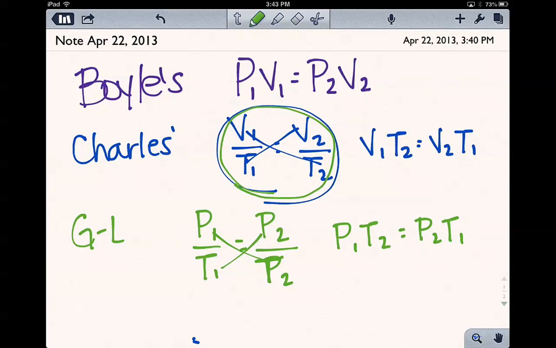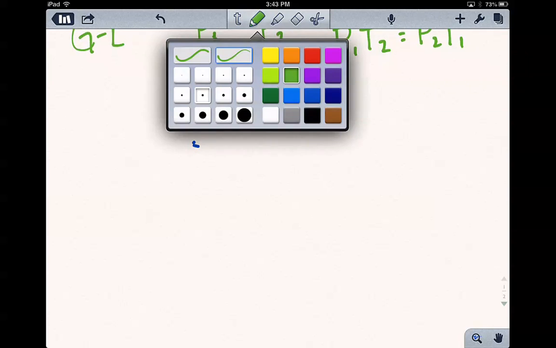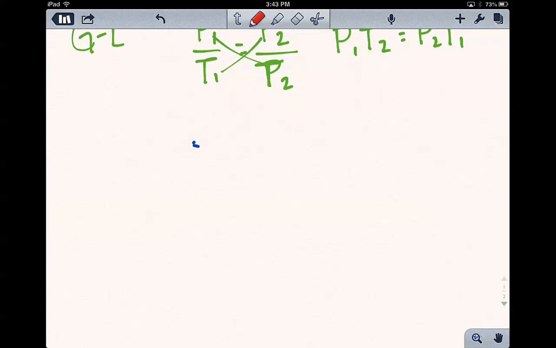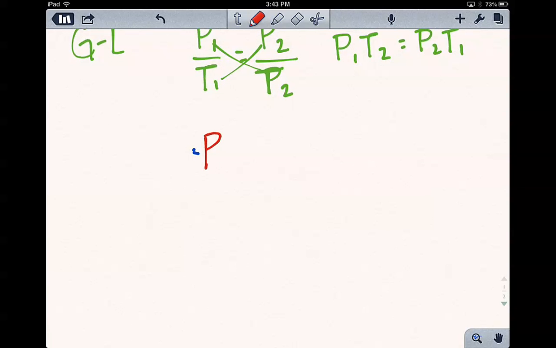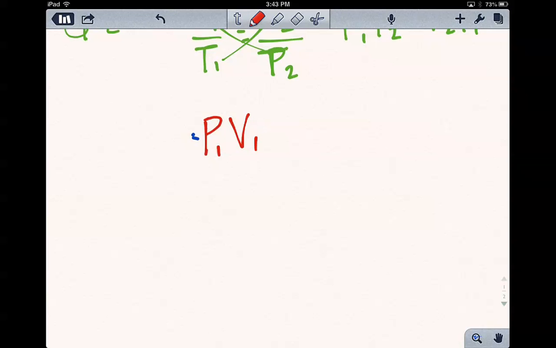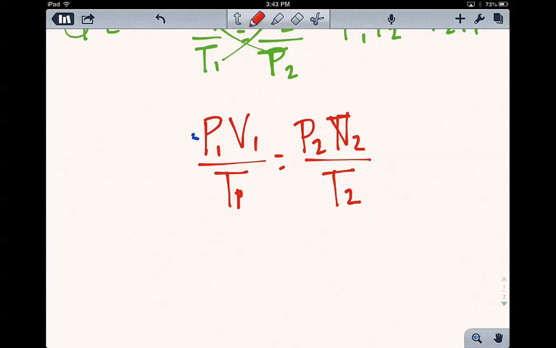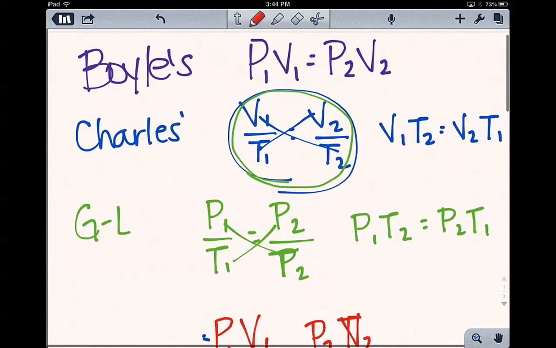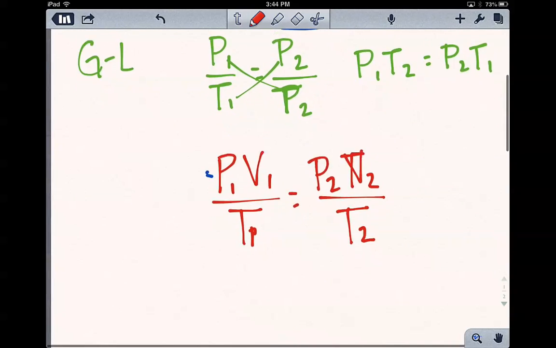So then there is a third and final law that takes all 3 of these laws and puts them together in one nice, neat little package. And that law is called, very creatively, the combined gas law. And it's equal to P1 V1 over T1 equals P2 V2 over T2. All it literally is, is taking each of these 3 laws and combining them.